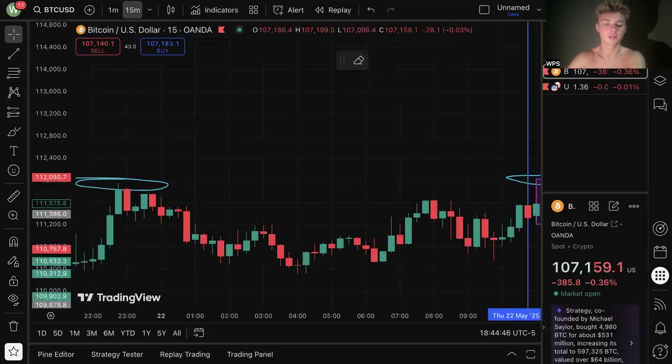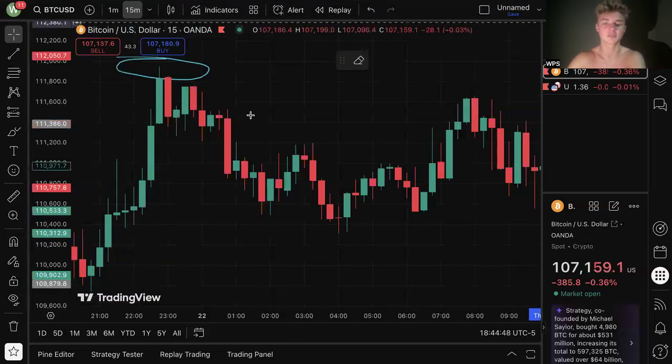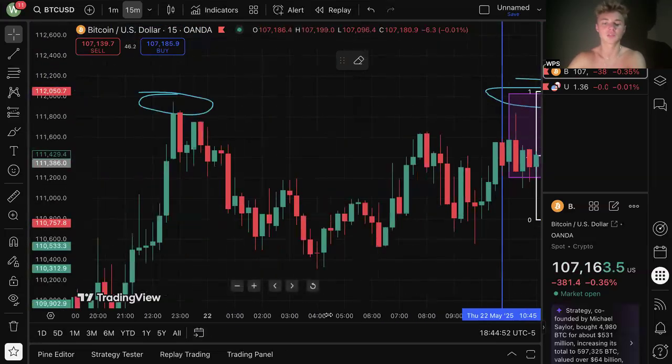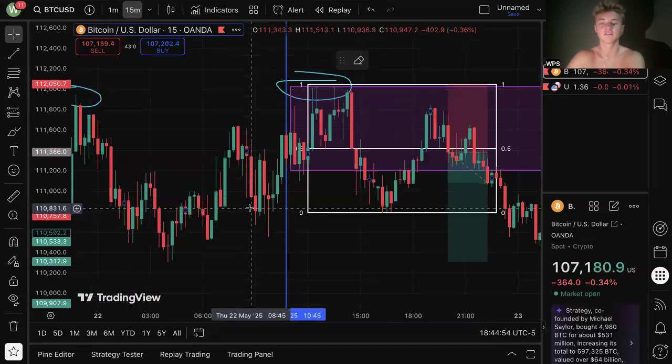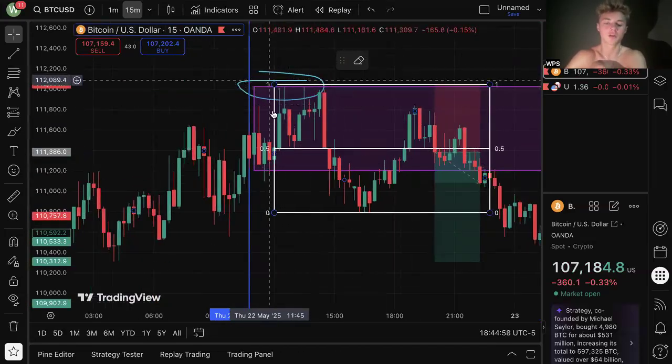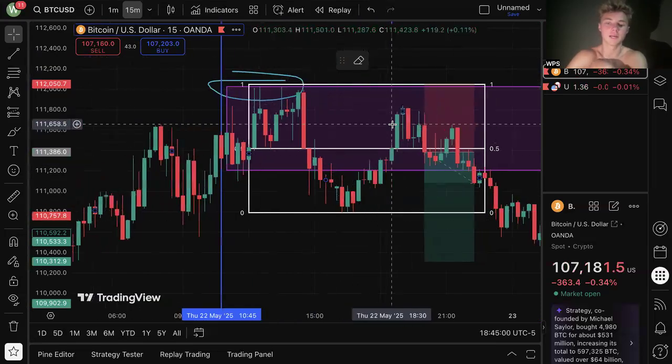Again, here, price starts to stall. Price makes this swing high. Things don't really change. And then we make this second swing high. So then this starts to signify a break of structure. I get an order block right here. Price retraces out, comes back in.